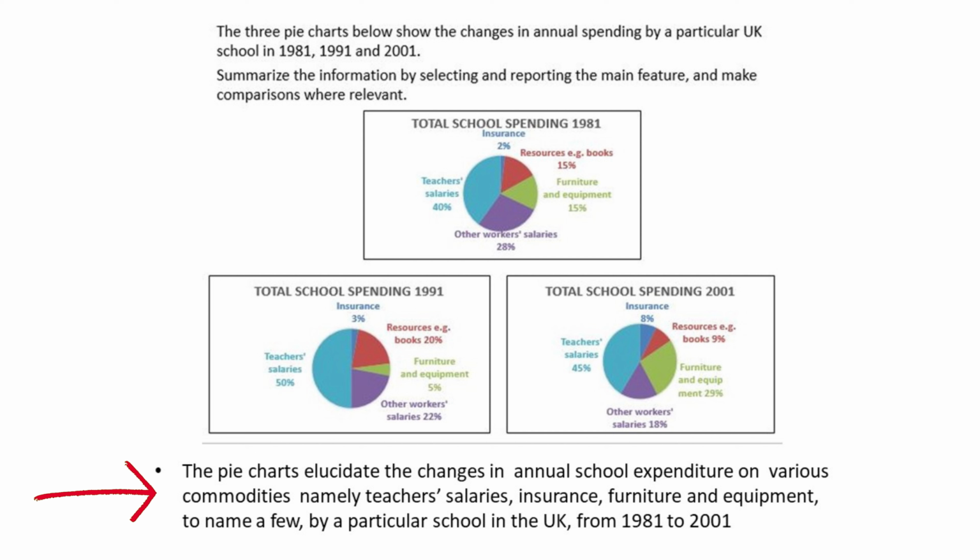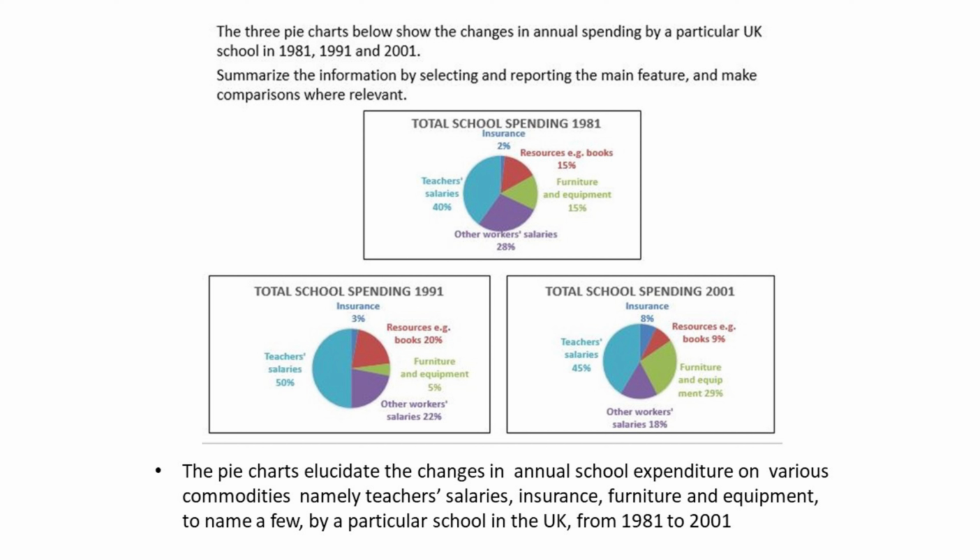The pie charts elucidate the changes in annual school expenditure on various commodities, namely teachers' salaries, insurance, furniture and equipment, to name a few, by a particular school in the UK from 1981 to 2001. Now, it is strongly recommended that you should not directly copy from the question statement, and this is the reason I have made some changes.